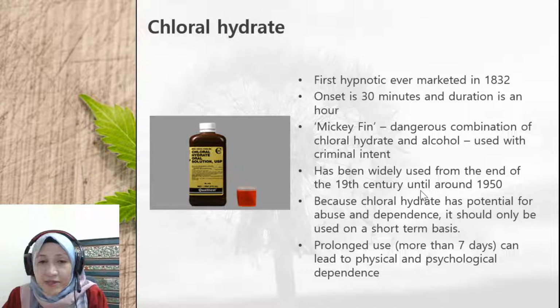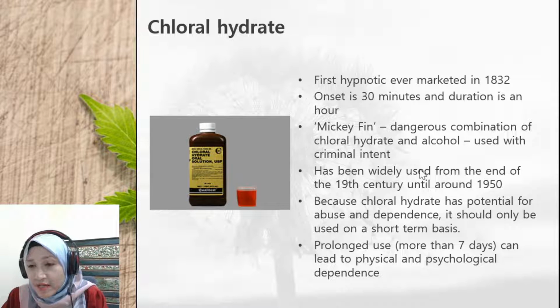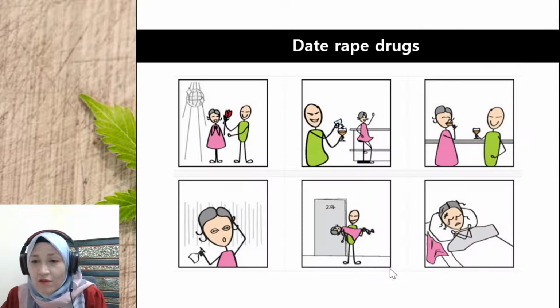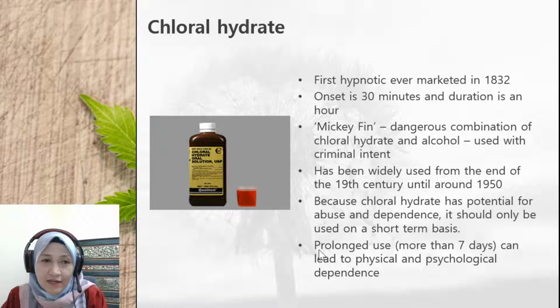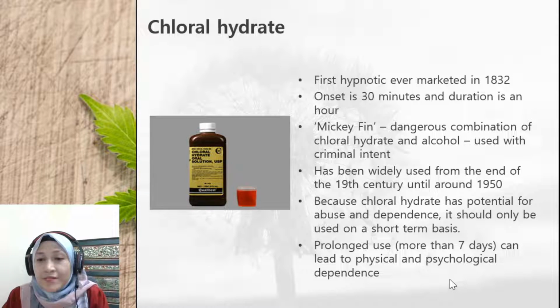It has been widely used from the end of the 19th century until around 1950. Because chloral hydrate has potential for abuse and dependence, it should only be used on a short-term basis. So it also has a potential to be addictive. With only 7 days of use, the patient can already develop dependence on chloral hydrate.